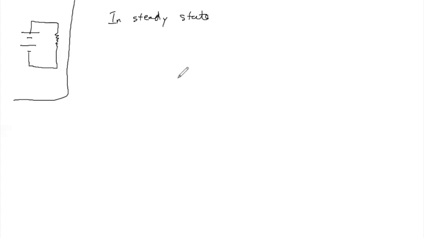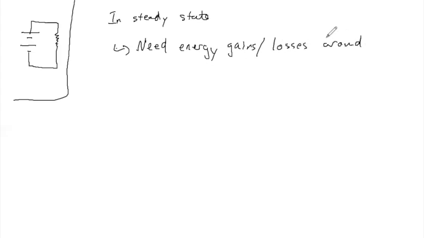All right. So to keep this in steady state, we need the energy gains and losses around the circuit to add to 0 for each charge which follows that circuit.